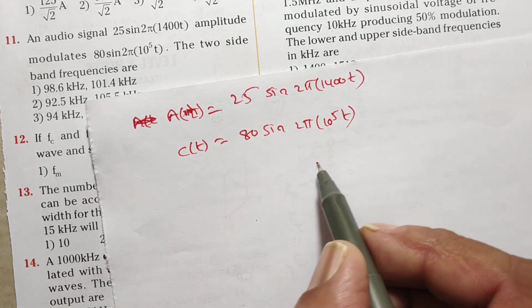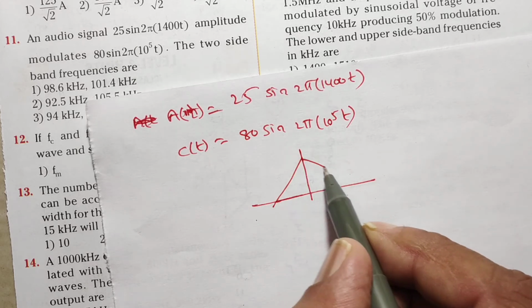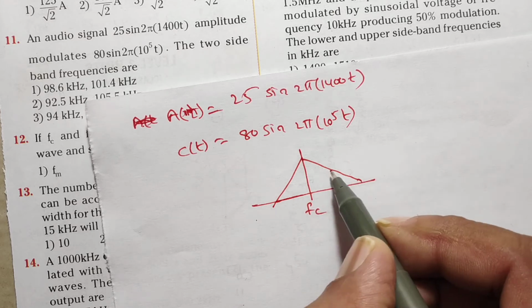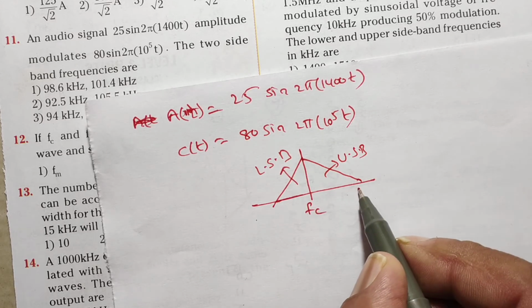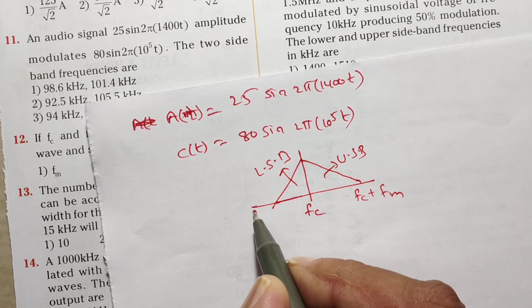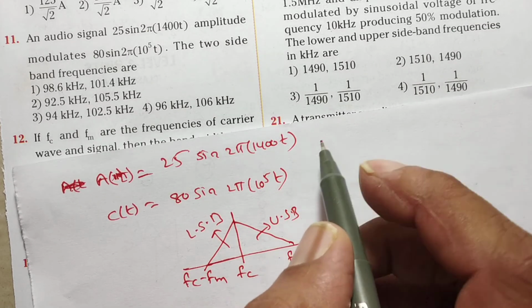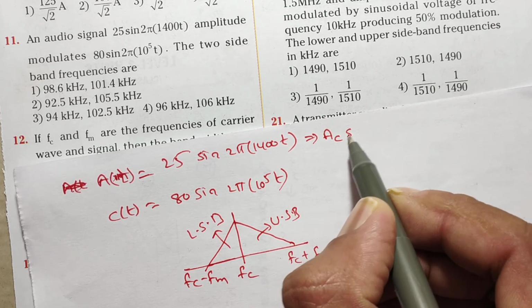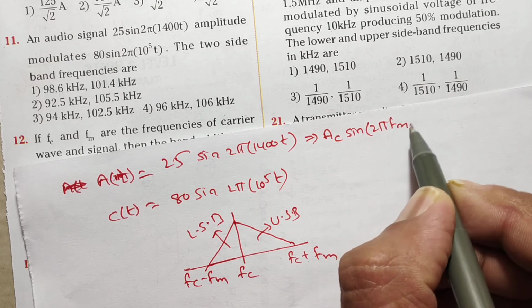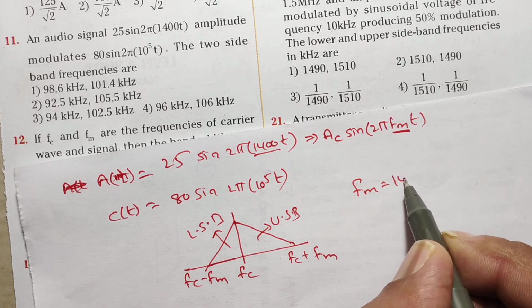Already we know that in AM, this is the carrier frequency, this is the upper sideband, and this is the lower sideband. Upper sideband means FC plus FM. Lower sideband means FC minus FM. We have to find the FC plus FM and FC minus FM values. Comparing this equation with AM sin 2 pi fmt, FM we are getting is 1400.